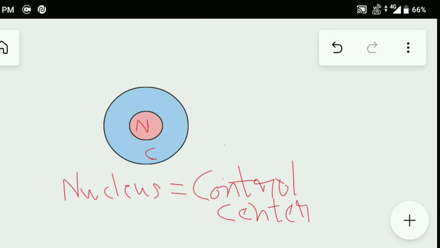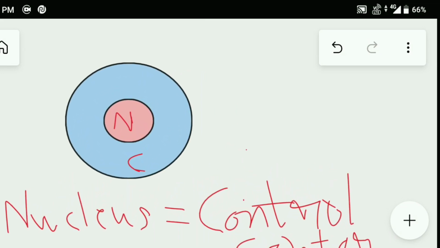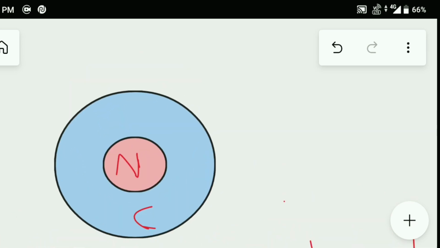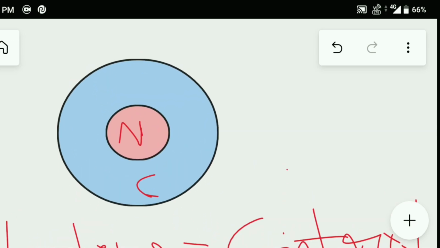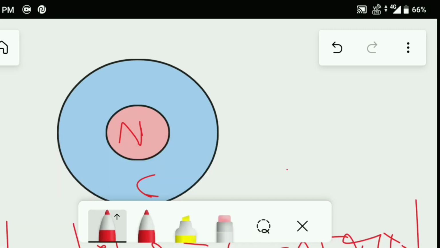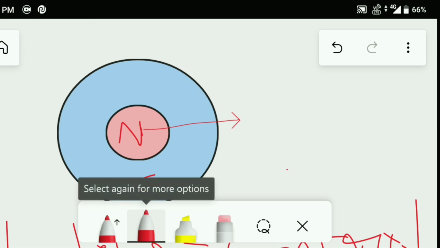Now what is the nucleus? The nucleus is a membrane bound structure present in eukaryotic cells. Its job is to control cell activities and store DNA. It means you can simply say that this nucleus is the brain of the cell.